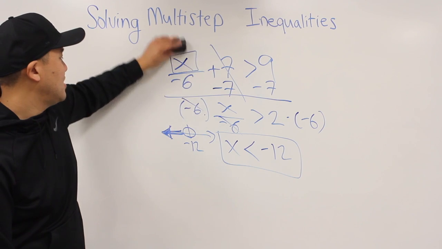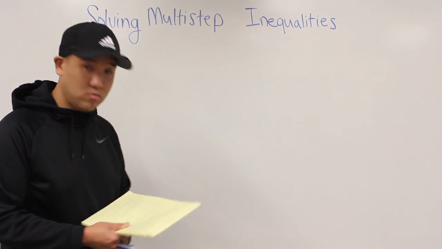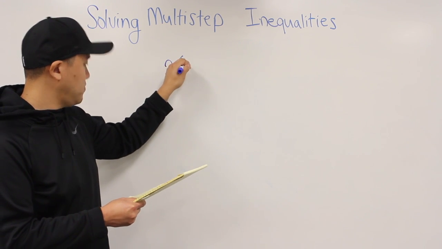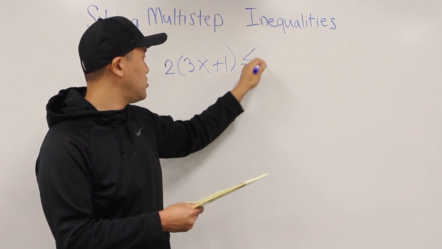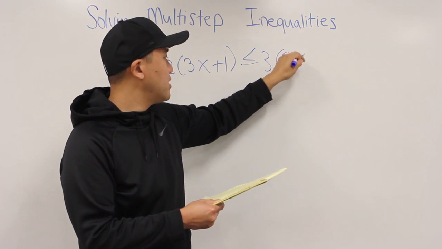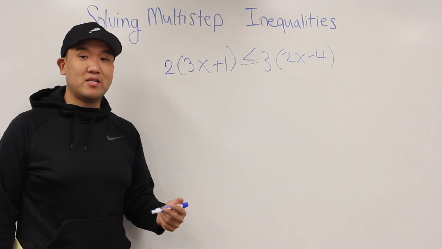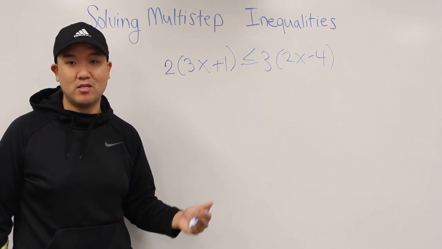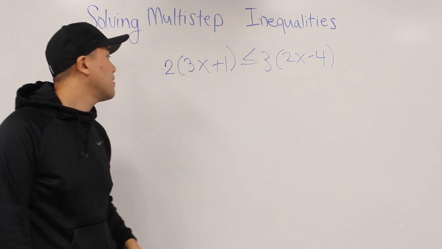All right, good job. Our last problem, our advanced problem. Let's take a look. If you have 2 times 3x plus 1 is less than or equal to 3 times 2x minus 4. About a minute. Try this problem. Try your best. See what happens. Your hint: there might be a special case going on. Try your best. Go.